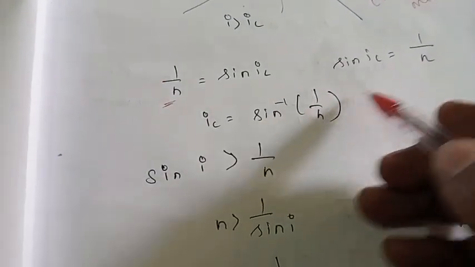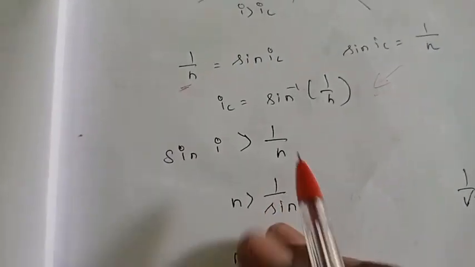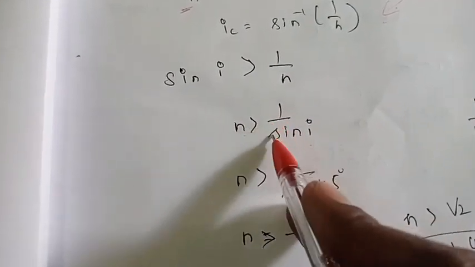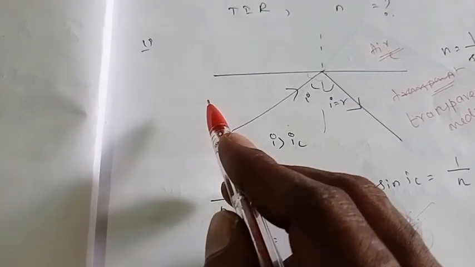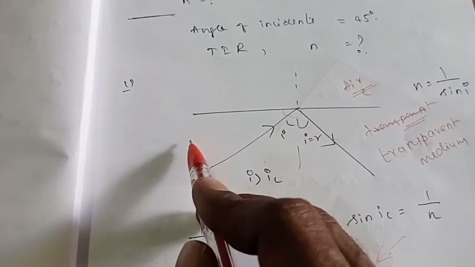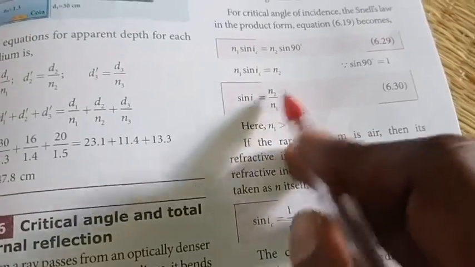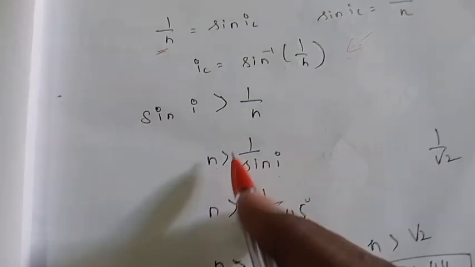This is all from page number 19. So simply, sin IC is equal to 1 by n, so the critical angle is sin inverse of 1 by n. For total internal reflection, sin i should be greater than 1 by n, so n should be equal to or greater than 1 by sin i. The condition on page number 19 is that the water medium has a higher refractive index than the air medium, n2 divided by n1, so n1 is greater than n2. We are giving the medium's refractive index directly, so we commonly use n. So n should be greater than 1 by sin i.